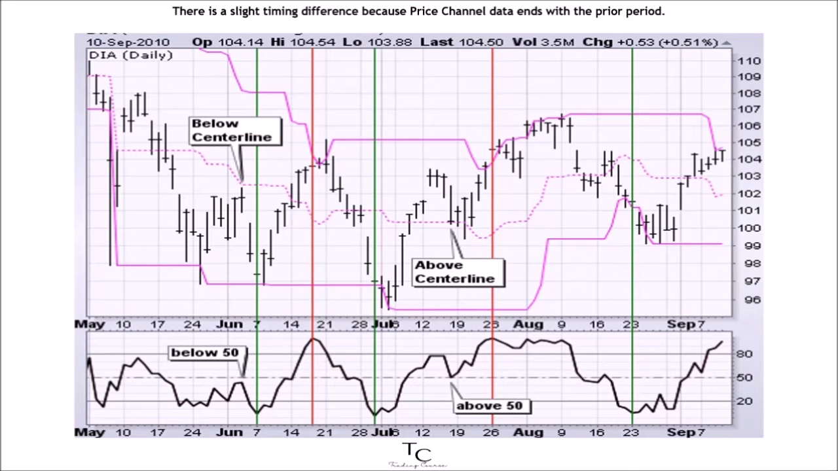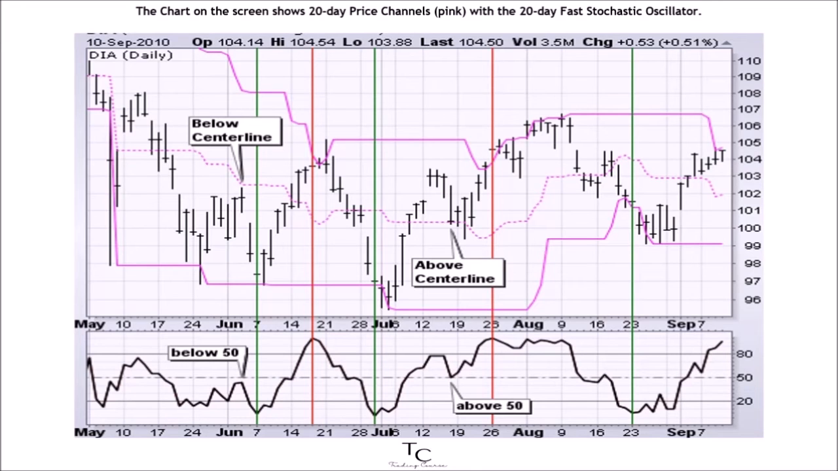There is a slight timing difference because price channel data ends with the prior period. Stochastic oscillator data, on the other hand, ends with the current period. This means the stochastic oscillator includes the most recent price action, but price channels do not. Nevertheless, the two measure pretty much the same thing.